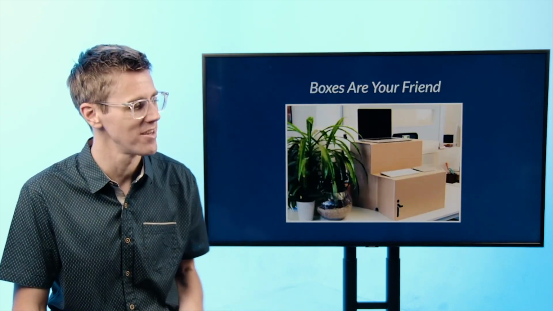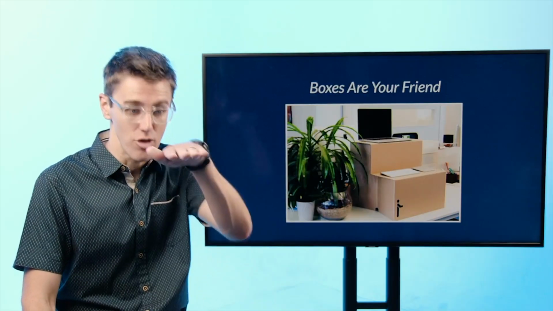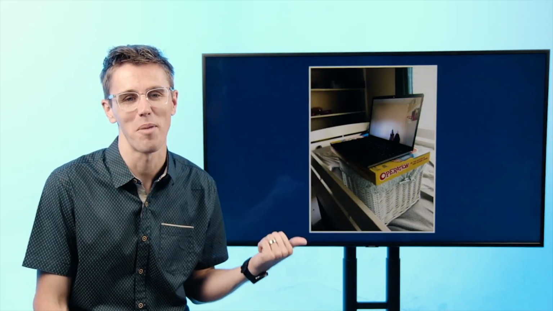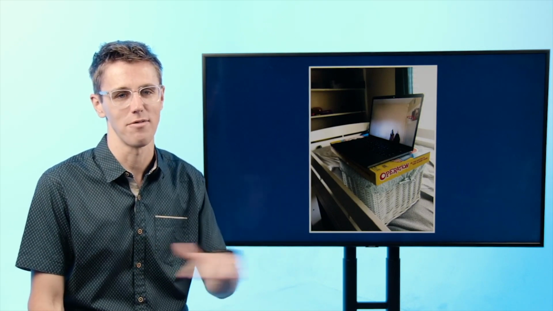Now, something you can use to help make sure things are level is boxes. Boxes are your friend, okay? They allow you to get things level. So you might want to stand. I know standing desks are really popular right now. So you can stand, but you got to make sure your camera is level. This is actually a photo from my boys' room. You can see I'm using Operation as a level.